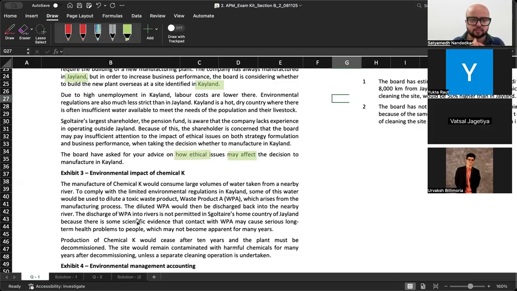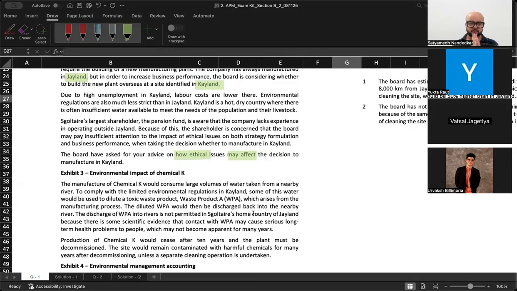So, as the waste product is toxic, it can affect the workers too. Okay, fair enough. What else? Now think about any other stakeholder that you are facing.